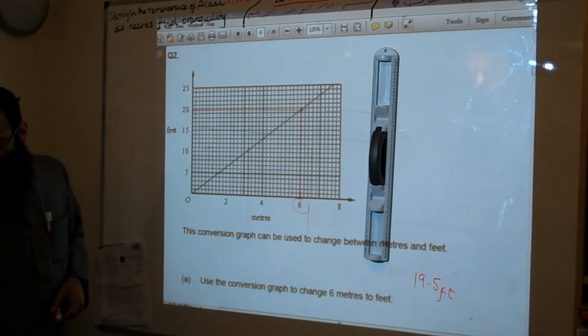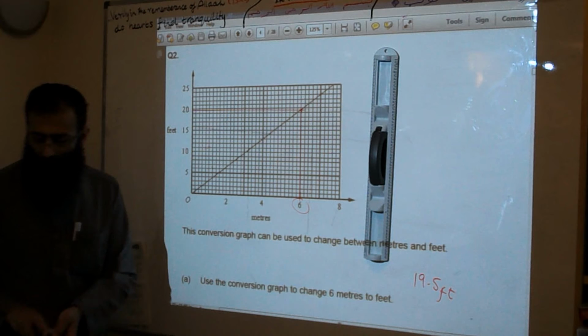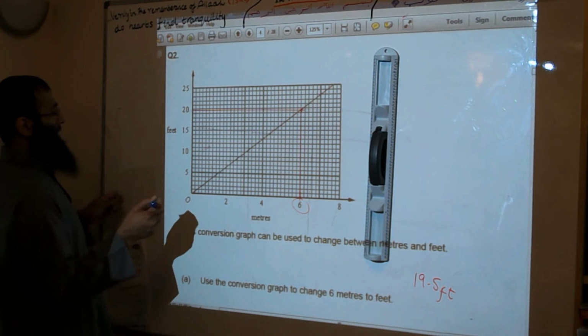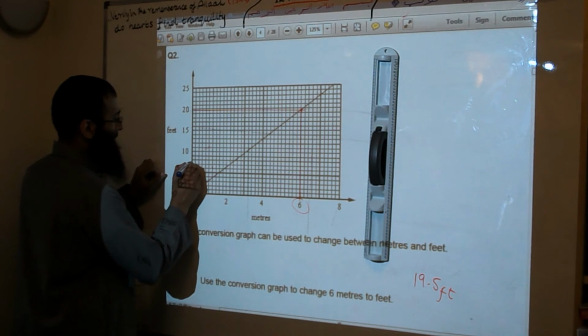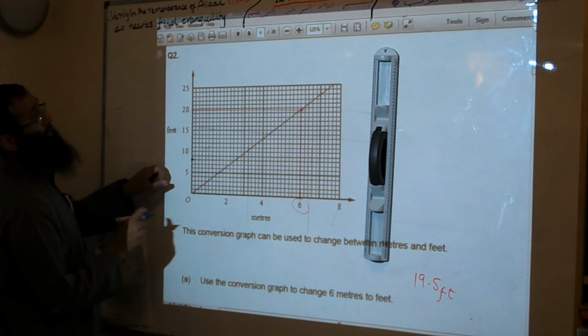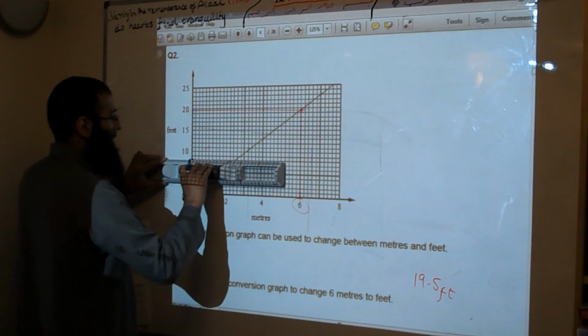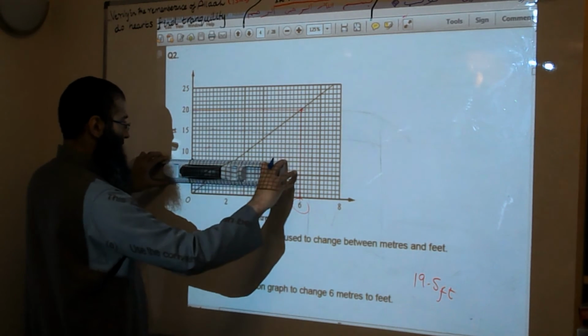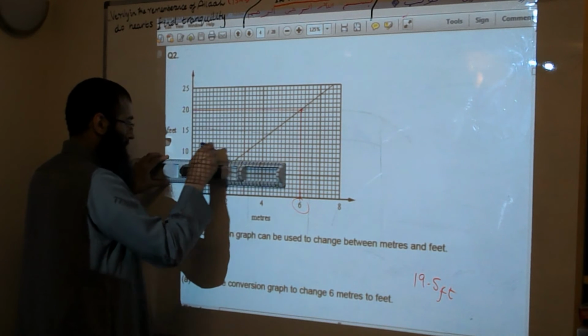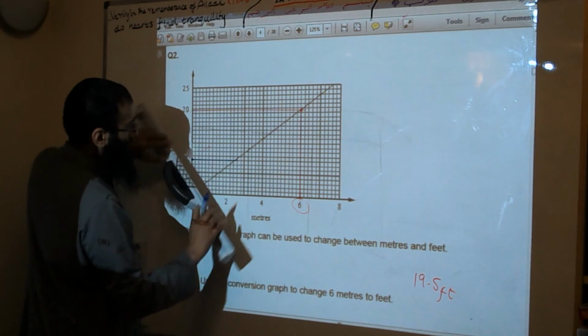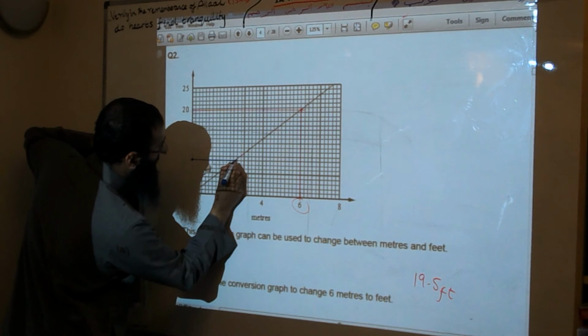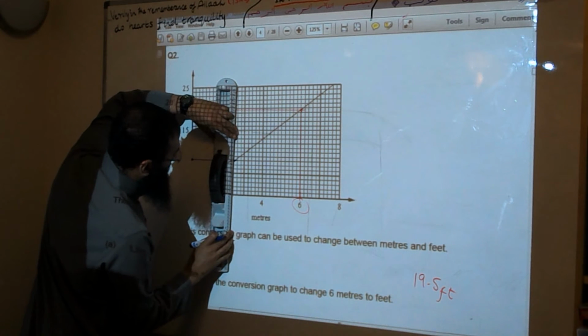Use the conversion graph to change 8 feet to meters. So 8 feet is on this side: 5, 6, 7, 8. Okay, so now I'm going to change color. I'm not going to change color myself, physically that's a bit difficult. Okay, and then we're going to go across and then come down.